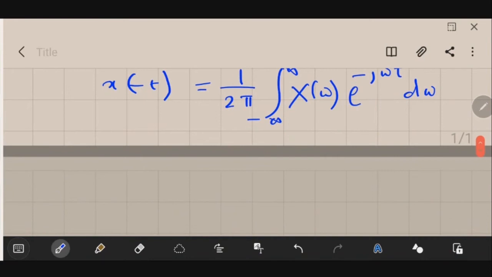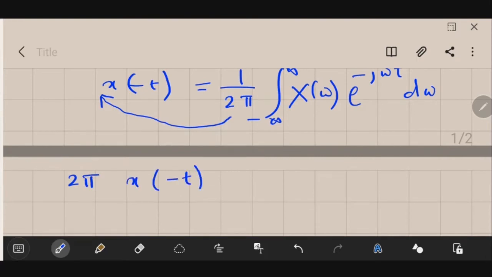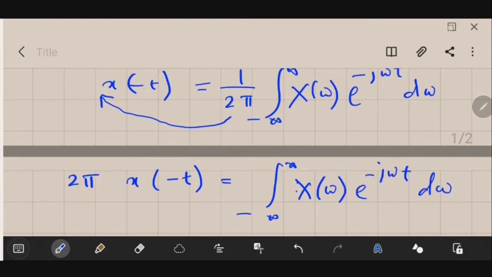So let us now bring this 2 pi to the other side. If we bring it to the other side, we could write it as 2 pi times your x of minus t, which is equal to your integral from minus infinity to infinity, capital X of omega e to the power minus j omega t d omega. I have just brought that 2 pi to the other side.